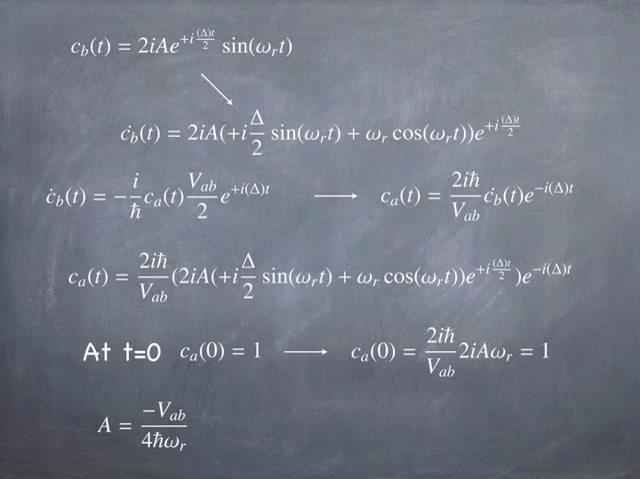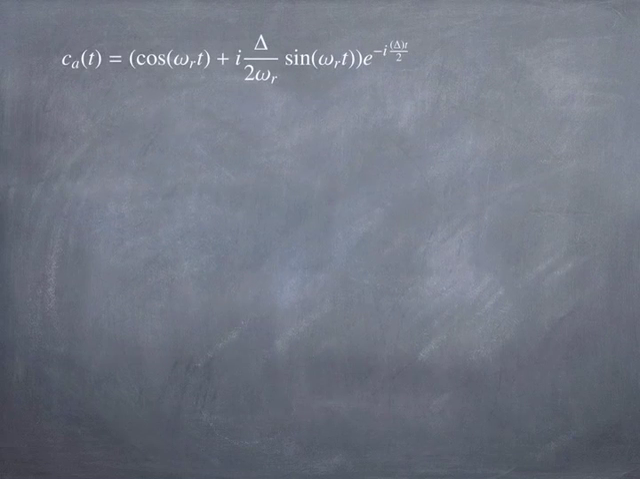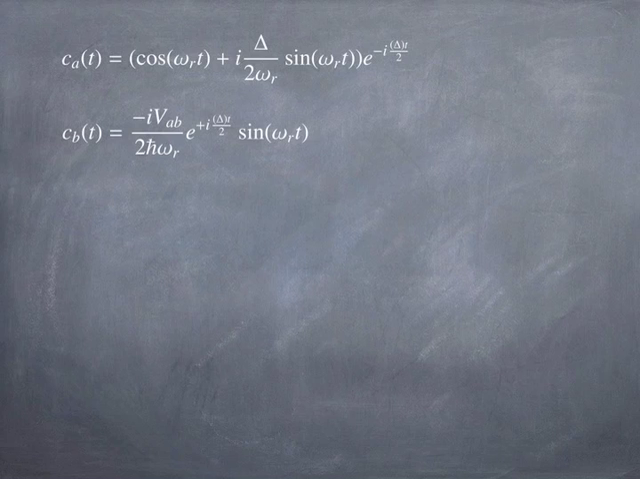So now I've got the initial condition satisfied, that CA is 1, CB is 0, and that demands that A have a particular value. I can put that back in and finally have an expression for CA that's completely in terms of known things. And then that also determines CB, because once I have A, I can plug that back into the expression for CB, and I get general expressions for CA and CB as a function of time in terms of the detuning and the Rabi frequency.